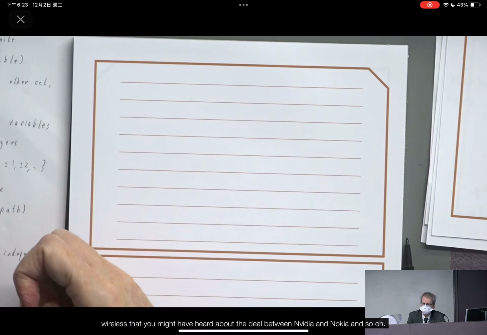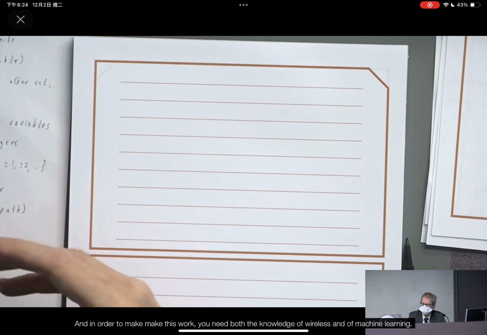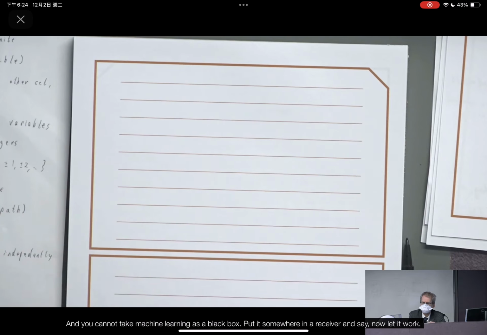You might have heard about the deal between NVIDIA and Nokia and so on. In order to make this work, you need both the knowledge of wireless and of machine learning. And you cannot take machine learning as a black box, put it somewhere in a receiver and say, now let it work. You need to understand how the underlying systems work.